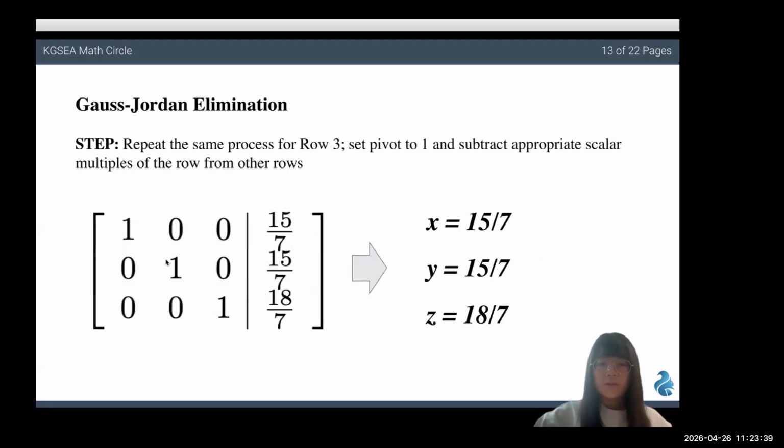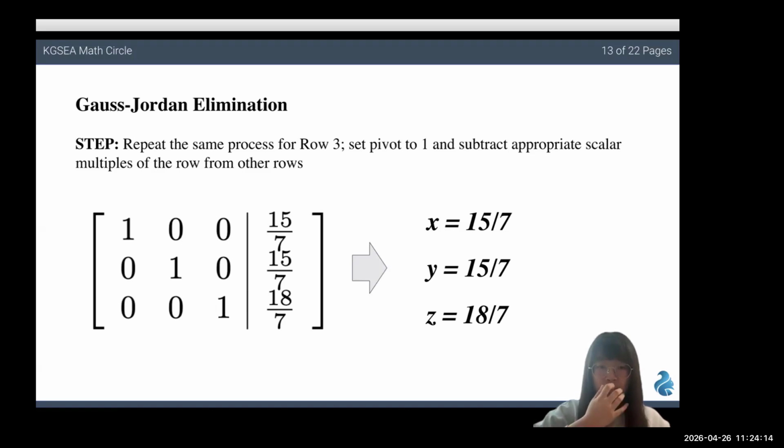We carry out the same process for row 3 as well, and we end up with the following matrix in reduced row echelon form. The pivot elements of 1 in each row form this staircase pattern, and if we look at all the 0 entries, we can determine that the matrix follows the conditions for RREF. Converting this augmented matrix back into linear equations gives the solution to the system, with x being 15/7, y also being 15/7, and z being 18/7.